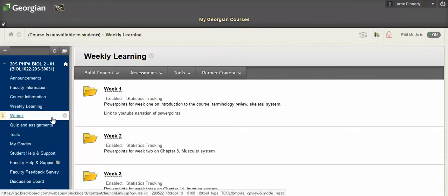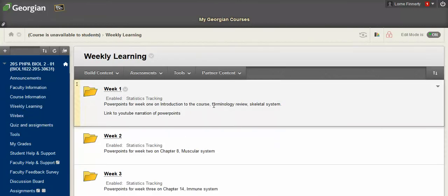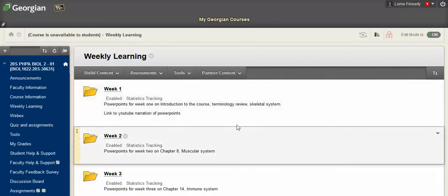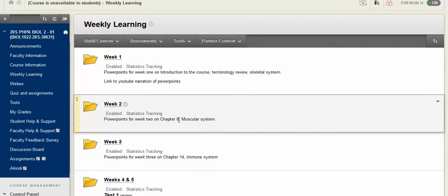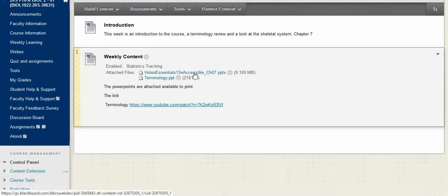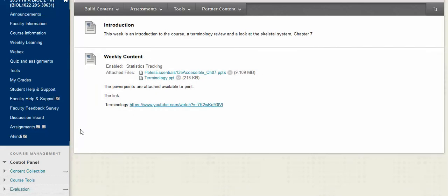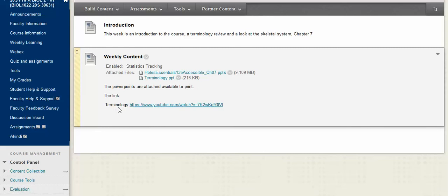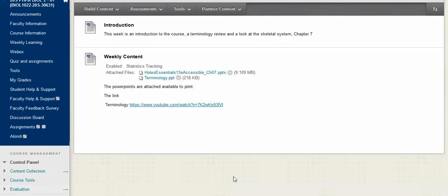In weekly learning, each week we'll have what's covered that week. So week one, skeletal terminology, week two, chapter 8, muscular, week three, chapter 14, immune, etc. Just like before, there will be the PowerPoints here for you to print and do what you will with. And then there are going to be links to YouTube videos here. I have yet to record most of the YouTube videos, so this will populate as the course goes along. Unfortunately, you probably won't be able to work that far ahead, because I'll be recording them almost in real time.